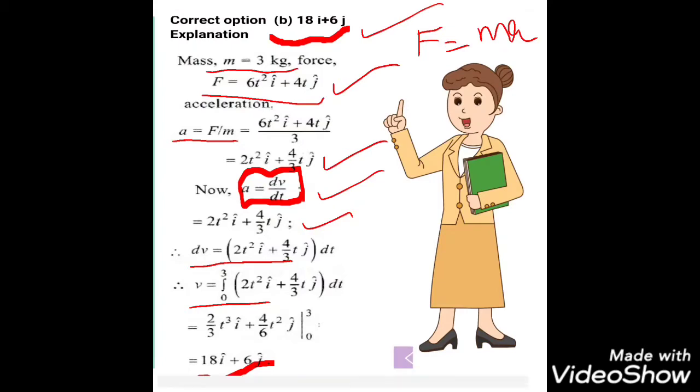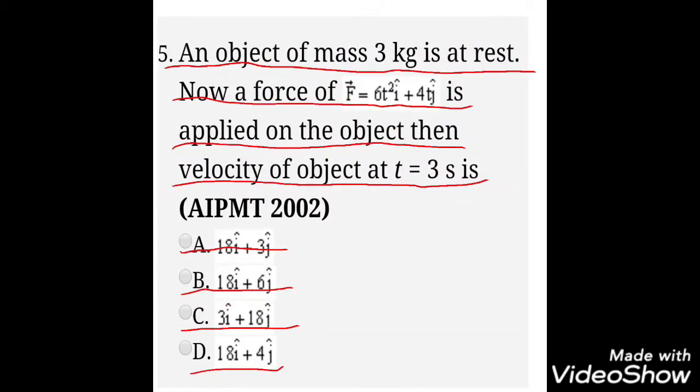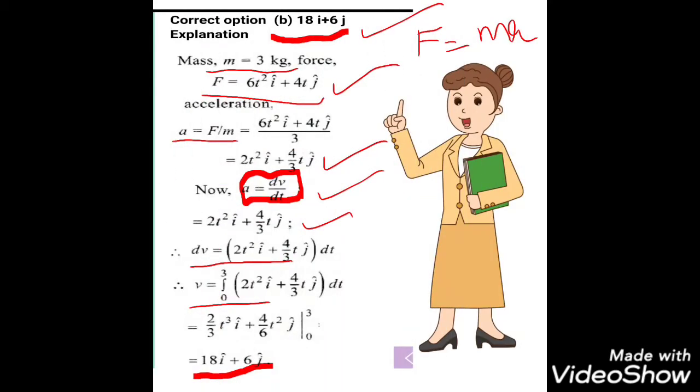So what is the velocity they are asking in the problem? What is the velocity of the object at t = 3 seconds? So they are asking for velocity. Now we have the acceleration term. If we integrate it, we will get the velocity term. So t = 3 seconds is the final time, so starting from 0 to 3 we are putting the limits here. If we integrate it and apply the limits, we get the answer 18i + 6j.